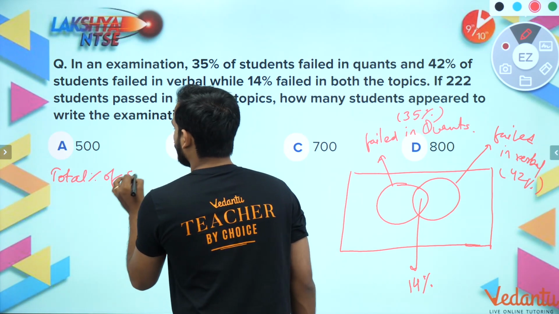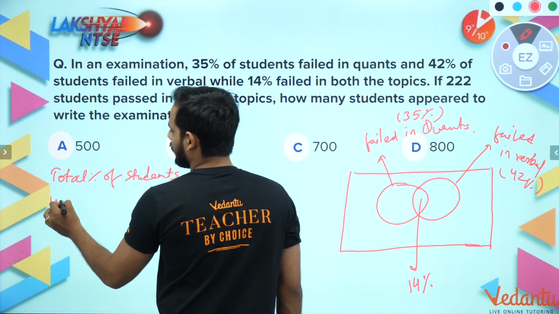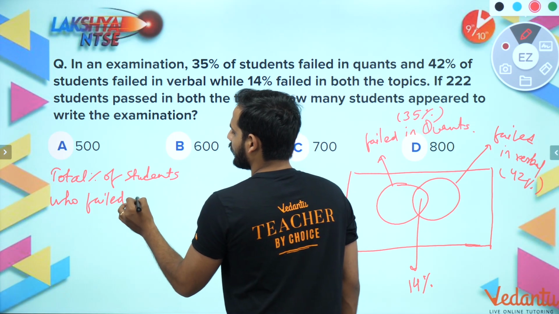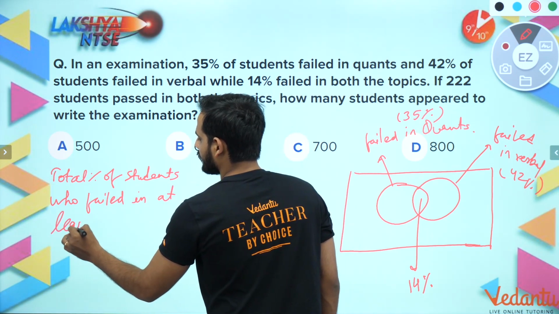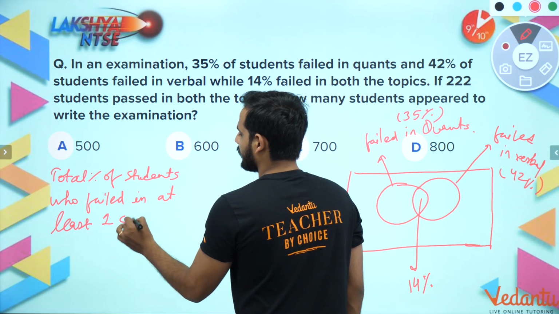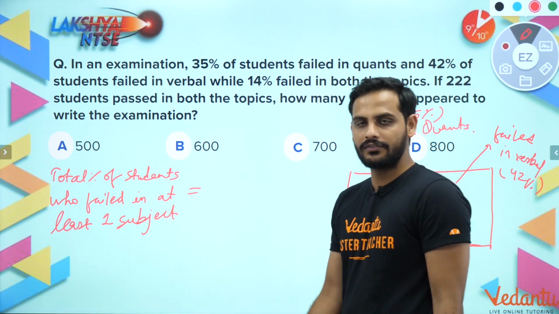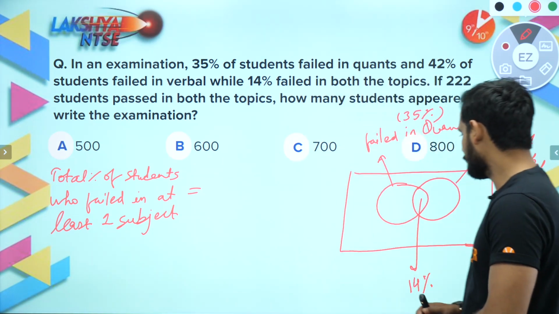total percentage of students who failed in at least one subject. That means those who have either failed in quants or in verbal or in both. Okay, now see what is happening.